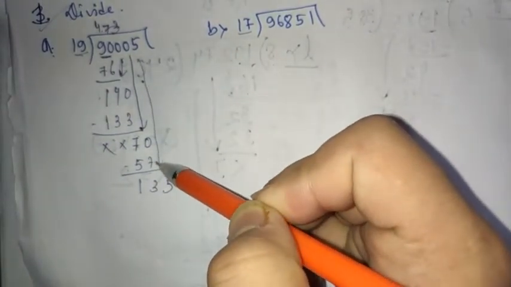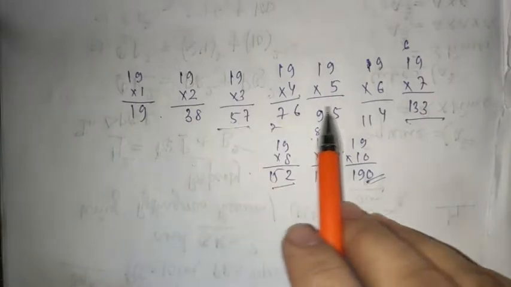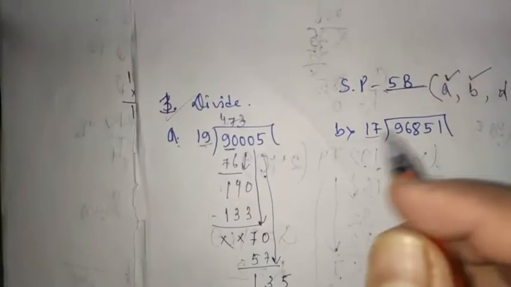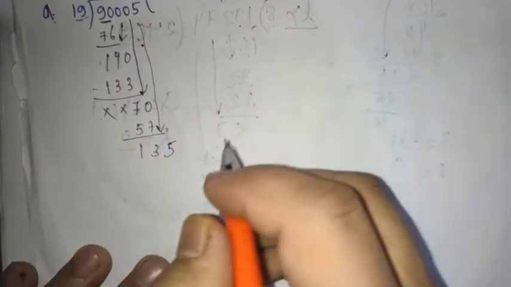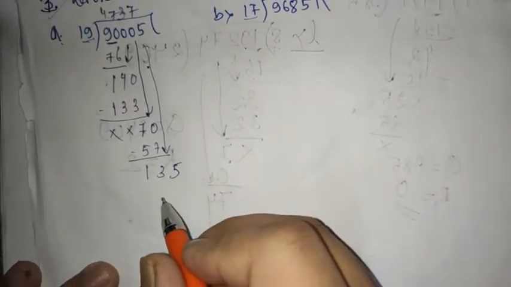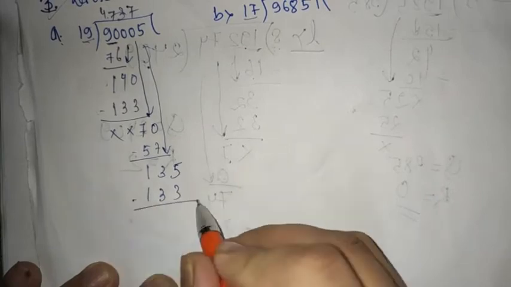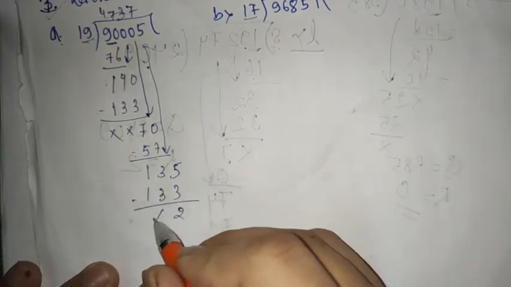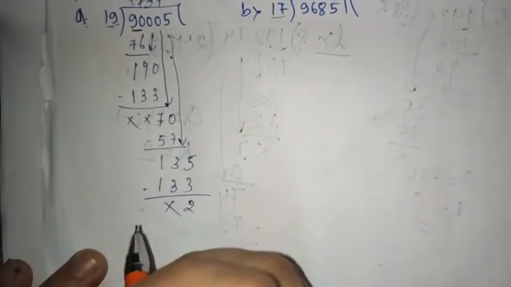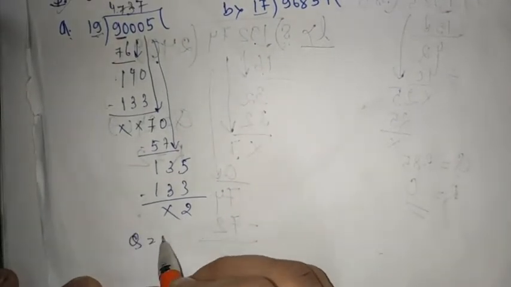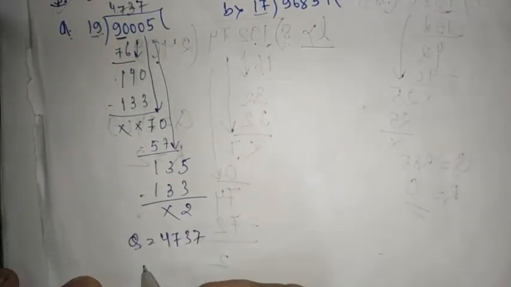So how many is 35? Search. 135 is not possible. So 19 7s is only possible. So 19 7s is 133. So 5 minus 3 is 2. 3 minus 3 is 0. So you just see what you have got. Your question is 4737. Your remainder is 2.